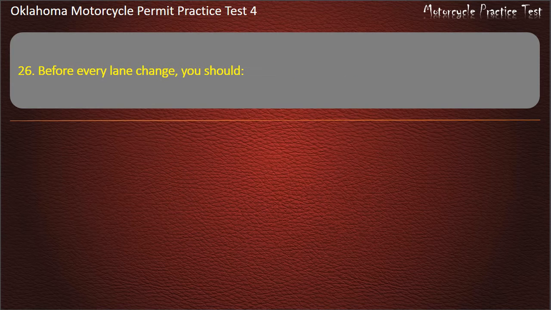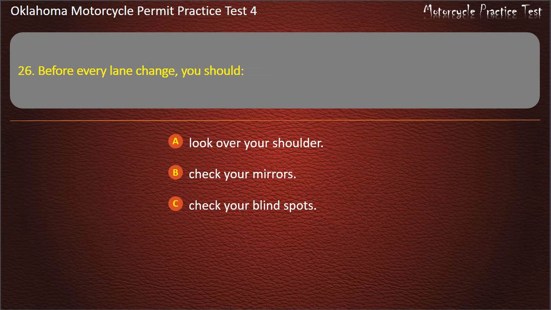Question 26. Before every lane change, you should: look over your shoulder, check your mirrors, check your blind spots, all of the above. Answer. All of the above.